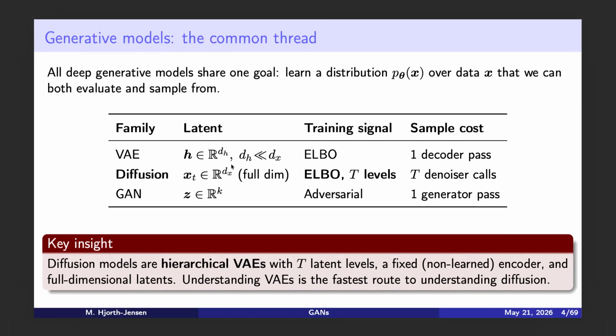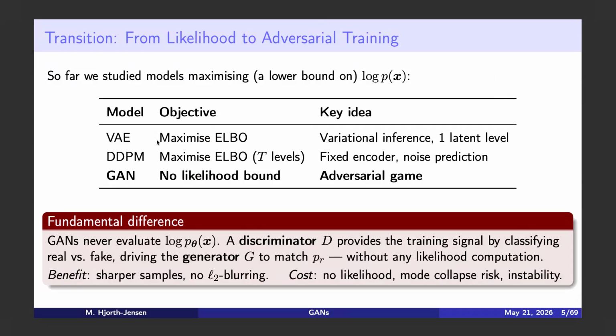Then diffusion models, as we have been discussing, are actually just hierarchical variational autoencoders with T latent levels. And it has a fixed encoder and full dimensional latents. So as we discussed in the last 3-4 weeks, understanding the variational autoencoder is actually the fastest route to understanding diffusion models. Now, there is an additional thing here which I wanted to say a little bit about before we dive into the whiteboard and then back to the slides again.